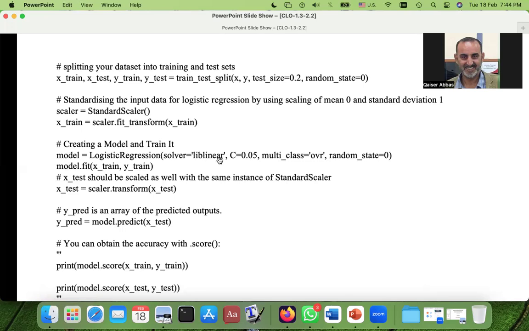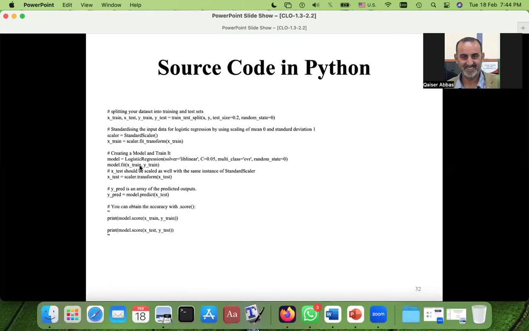And here we are applying the logistic regression. Solver is equal to liblinear. There are different algorithms, liblinear, LBFGS, and some others. These are the algorithms for optimization. And you can write this, for example, here.